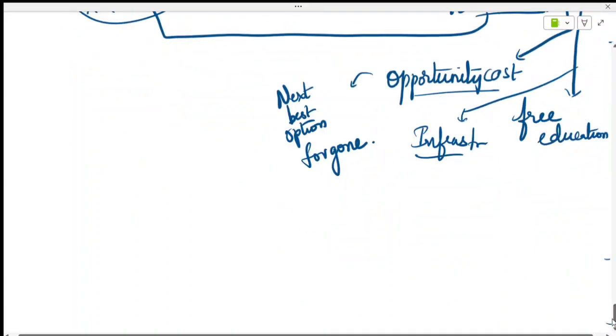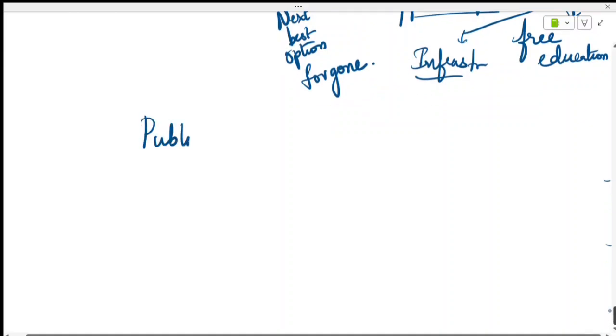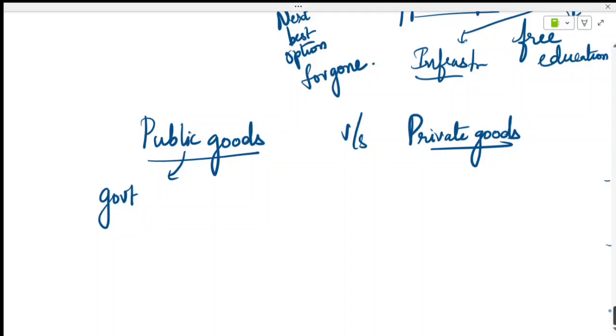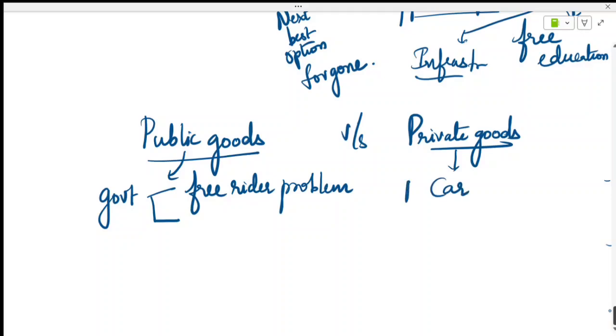Right? Then there are two types of goods: public goods and private goods, right? So we'll be looking at this when we look at types of goods. And just for your understanding, public goods are the goods which are provided by government. There will be a problem called free rider problem. Okay. Then private goods are the goods which we own, our car, my bike. Okay. No one can touch it or no one can ride it without my permission. That is my private good.